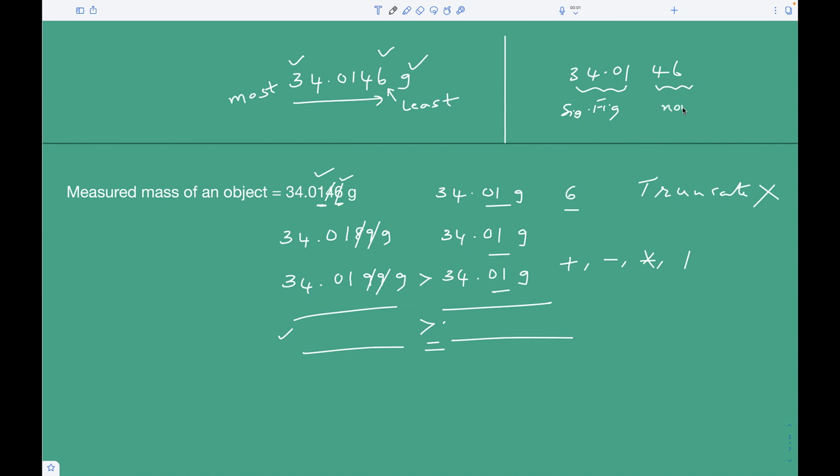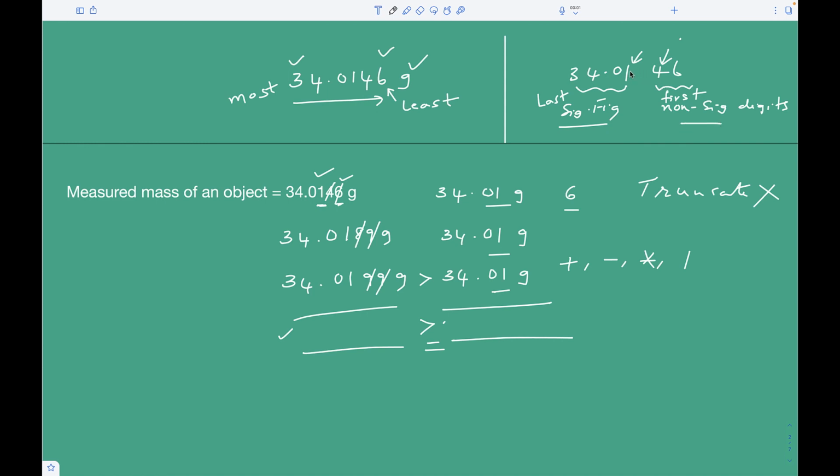So we call them non-significant digits. So this is the last digit in the final result, or this is the last significant digit, and this is the first digit that is getting dropped, or this is the first non-significant digit. So try to understand these two terms.